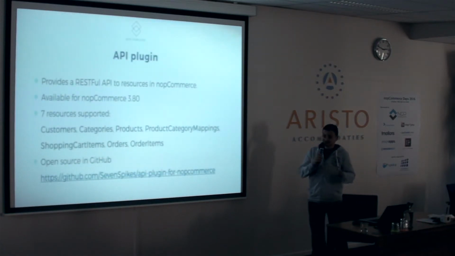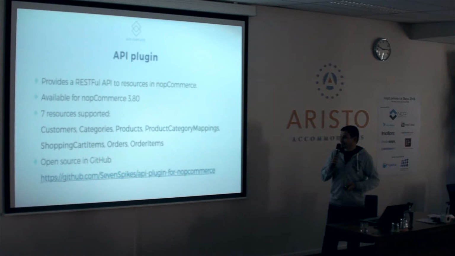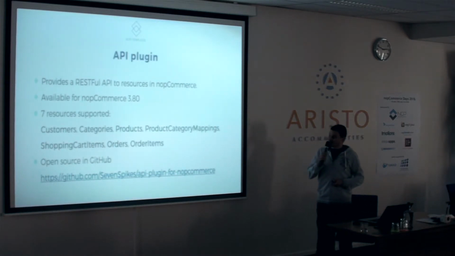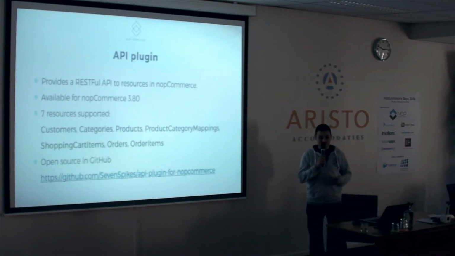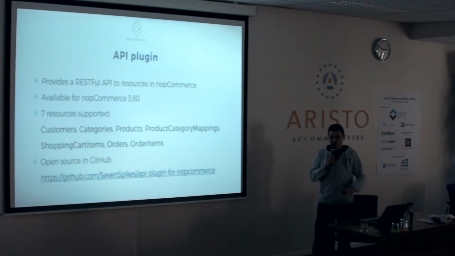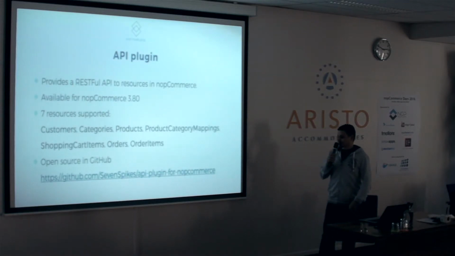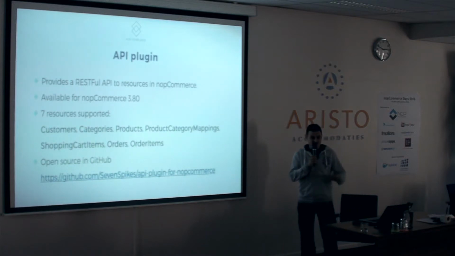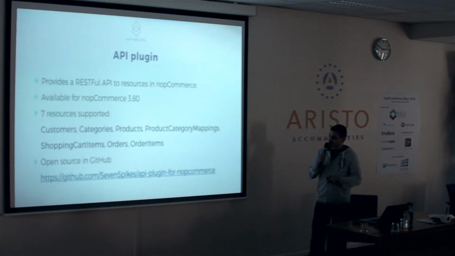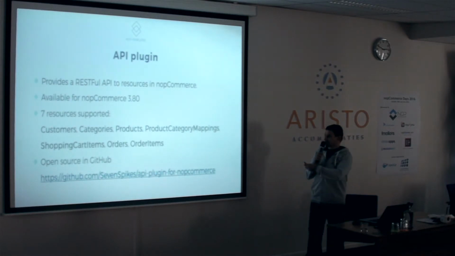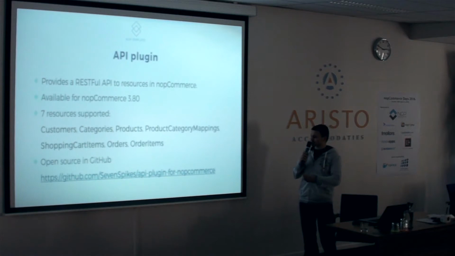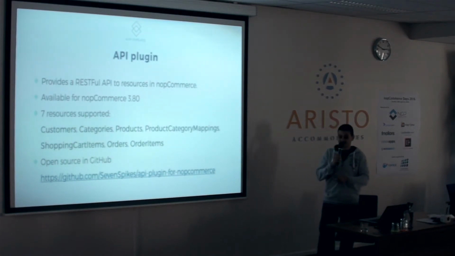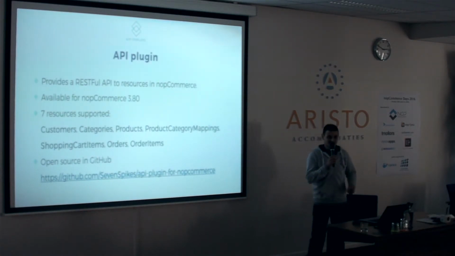But before that, let's see what we are here about. The API plugin provides a RESTful API to resources in nopCommerce. It's available officially today for nopCommerce 3.8. It's also available on GitHub, so you can see the code, play with it, give us feedback. It supports 7 resources at the moment: customers, categories, products, product category mappings, shopping cart items, orders, and order items. But it's quite easy to add new ones.